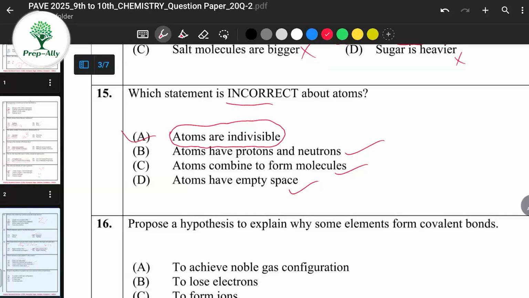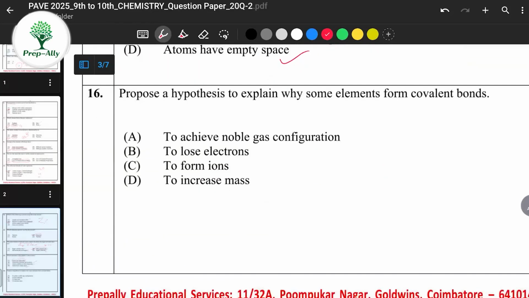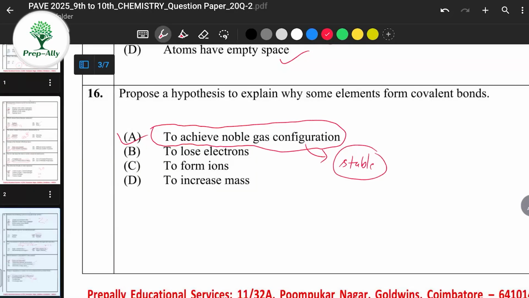So A is the incorrect statement now. Question number 16. Propose a hypothesis to explain why some elements form covalent bonds. So every atom tends to occupy a stable configuration, also known as noble gas configuration. Because of this, noble gas is also called a stable configuration. That's why they are forming a covalent bond.